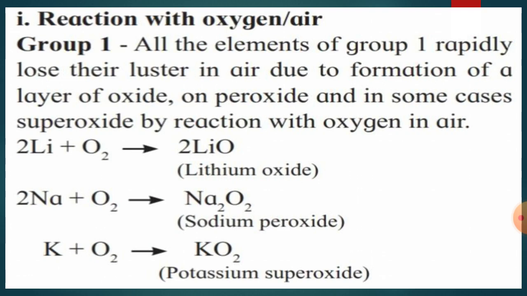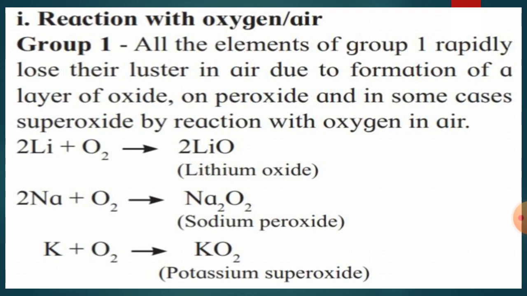Let's see the reaction with oxygen for group 1. All the elements of group 1 rapidly lose their luster in air due to the formation of a layer of oxide, peroxide, and in some cases superoxide, by reaction with oxygen in air. Okay, what do you mean by oxide? When any element of group 1 reacts with oxygen, it gets converted into oxide.